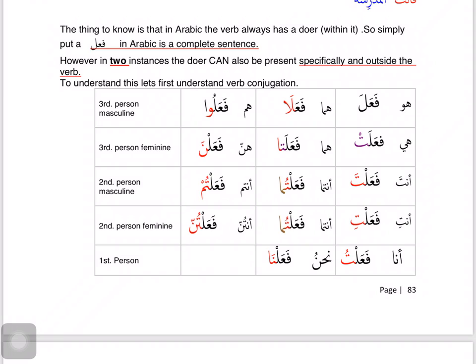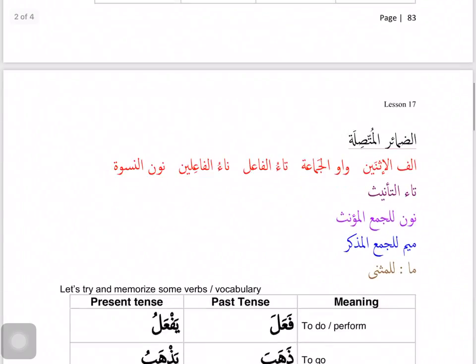So if I wanted to say you went, I will say dhahabta. If I want to say we went, dhahabna. They went, dhahabu. I went, dhahabtu. So just by knowing that dhahaba means to go in the past, using any of these forms, I can say who went. Dhahabti, you, girl, went.